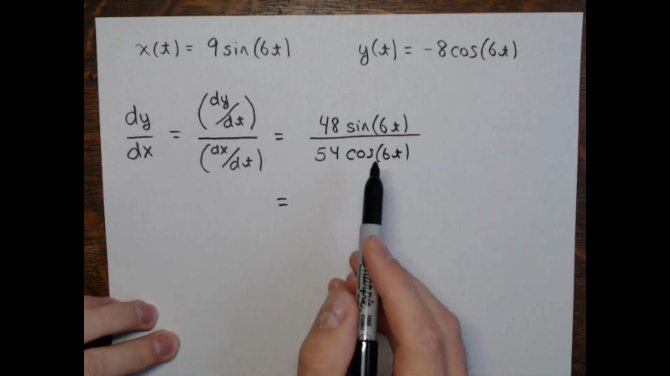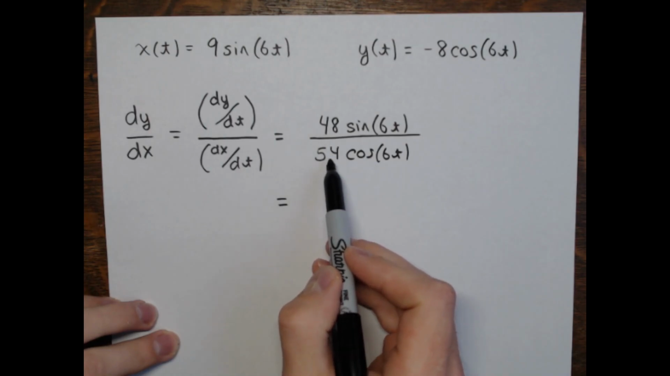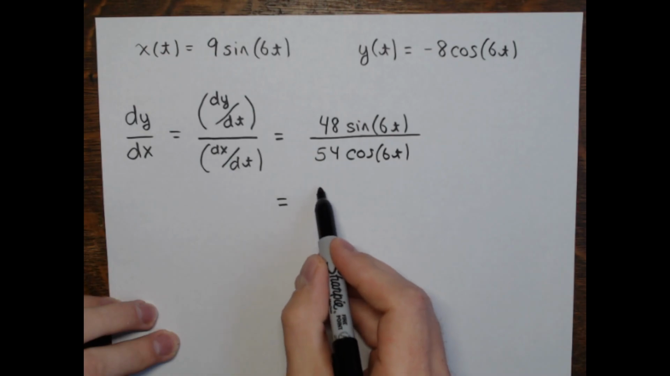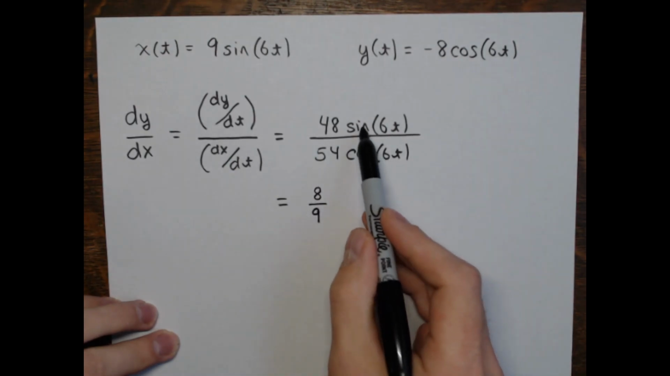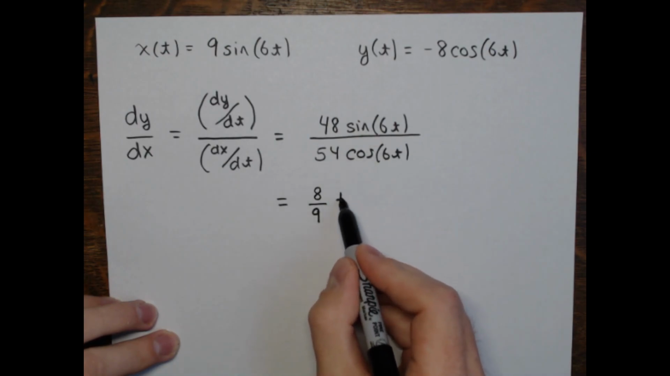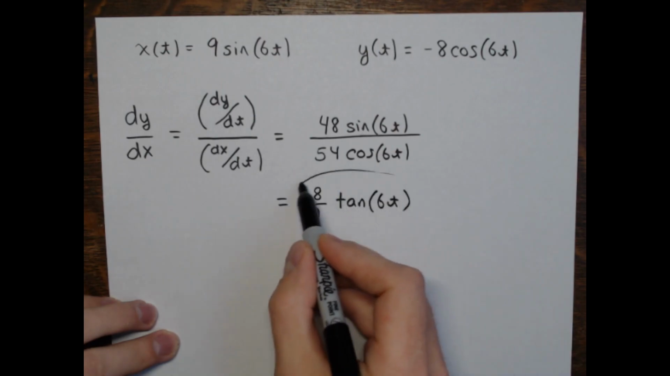But then if we simplify this, again, this is 8 times 6, this is 9 times 6. So this reduces to 8/9, right? 8/9, and then sine over cosine of something is tangent of that thing. So tangent of 6t. And here we go.